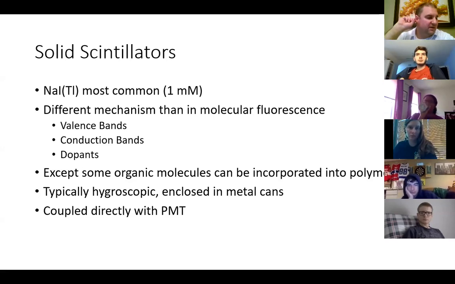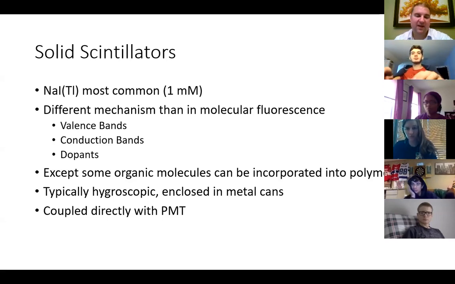You might talk about some of these same terms when you see some organic molecules incorporated into polymers to be solid scintillators. But because those are still separate molecules, you're still gonna be talking about really molecular fluorescence rather than bands. So I should take that back, I guess.